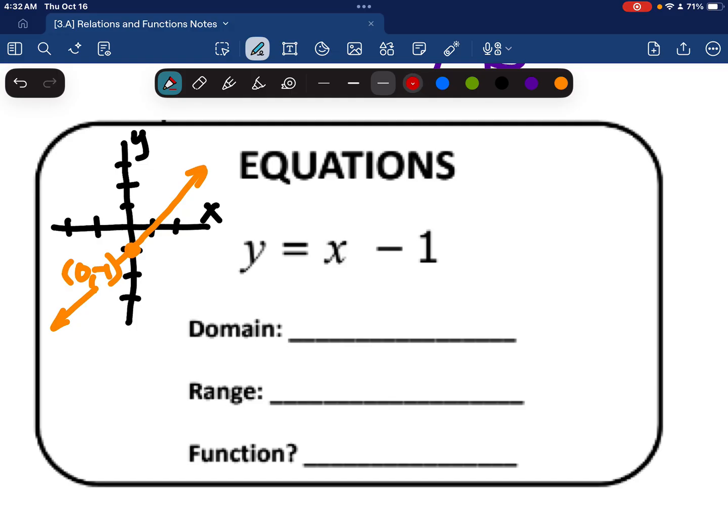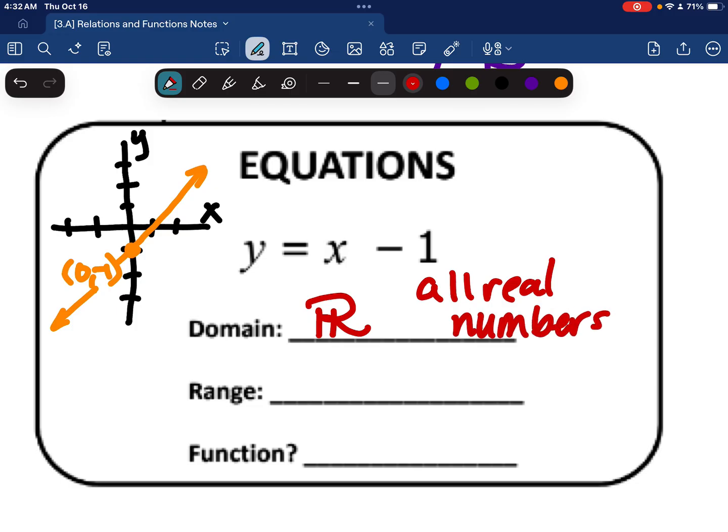So for domain, this goes to the left forever, and it goes to the right for forever. So I use this funky letter R. That means all real numbers. That's how you say forever and ever. The range, it goes down for forever, and it goes up for forever. So I'm also going to use this funky R, which again means all real numbers. Okay. I'm not worried about domain and range as much in this lesson. You guys will learn a little more about it in our next one.